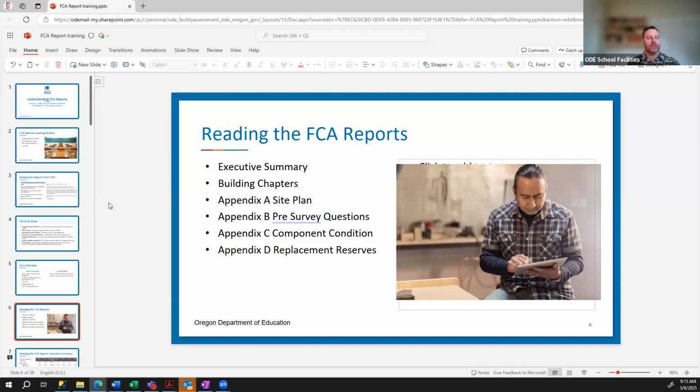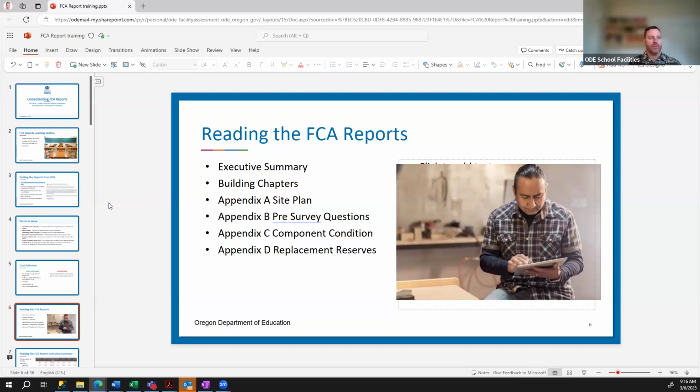Appendix A is a site plan, so a high-level overview, like a Google map photo. Then the pre-survey questionnaire, if you filled that out. And that's really important because that gives us some background information on the maintenance that has occurred or repairs or even new additions to the buildings. Then we have Appendix C, the component condition section. That's going to have the remaining useful life, expected useful life, and how much there is. So, linear foot or square foot, or maybe there are individual components like doors.